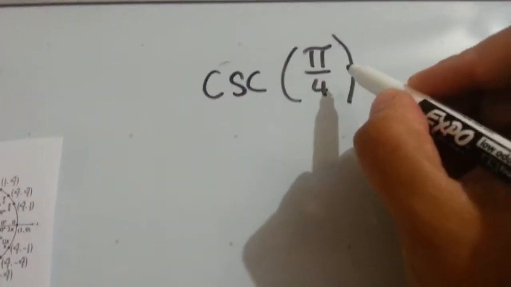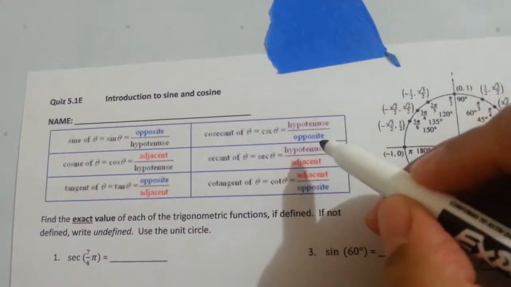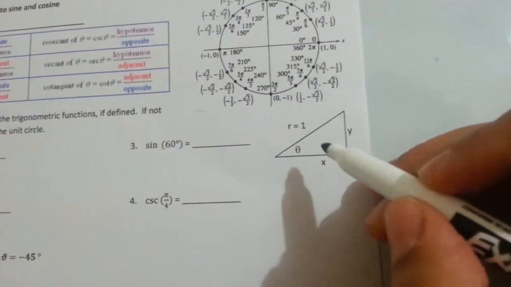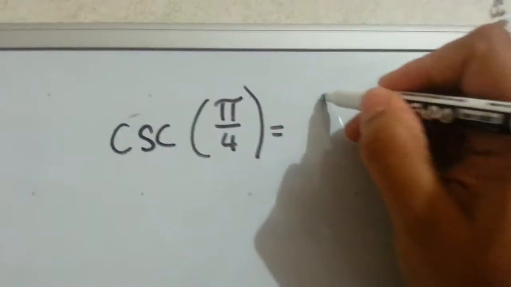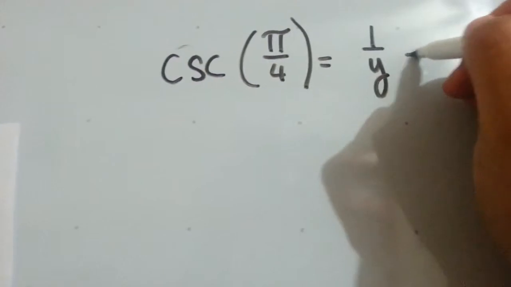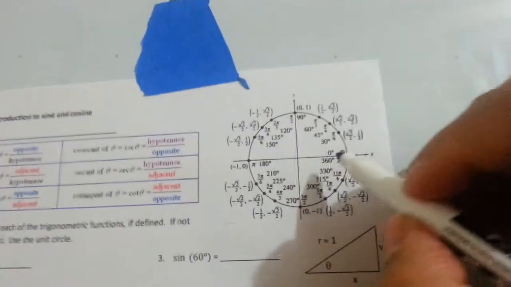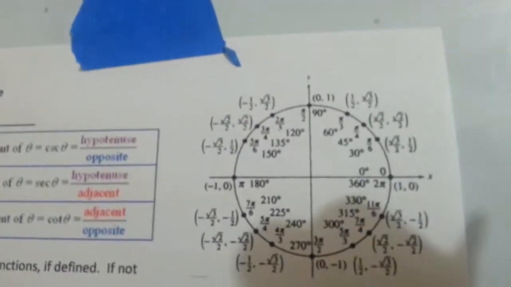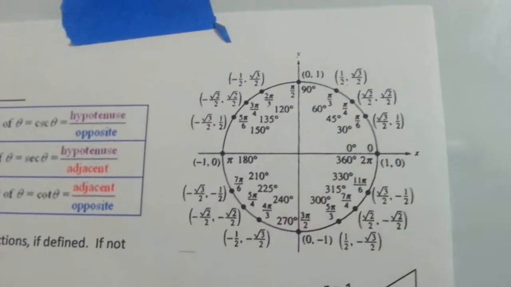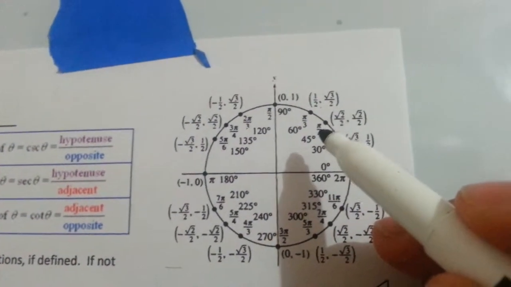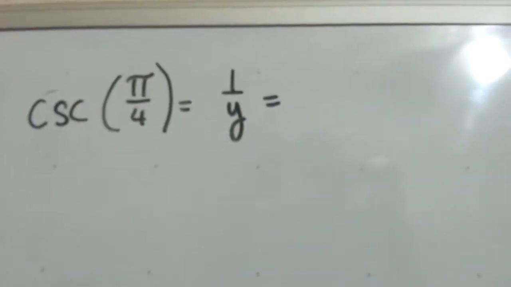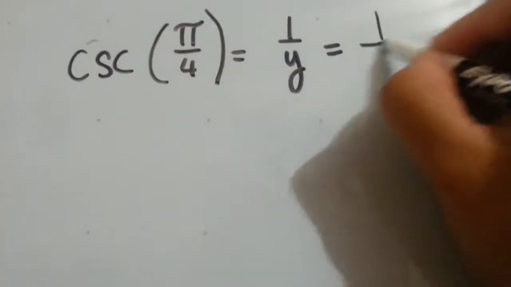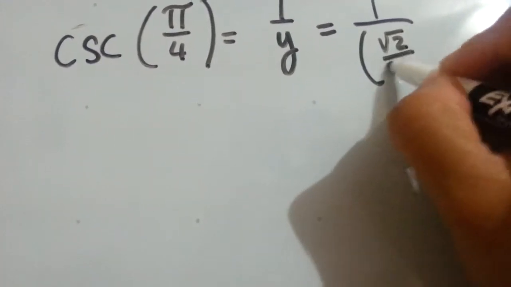Alright, the last one is the cosecant of pi over 4. Cosecant is hypotenuse over opposite. The hypotenuse is 1, opposite is y. So we're looking for 1 over y. We go to pi fourths. Blurry, I apologize. There we go. 1 over y, 1 over square root of 2 over 2.